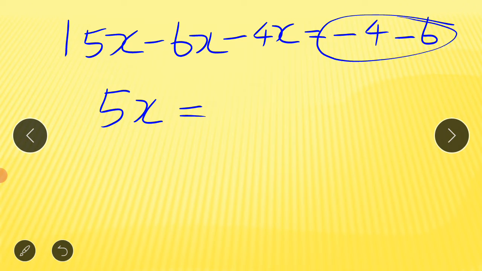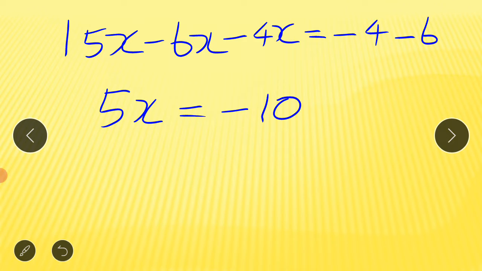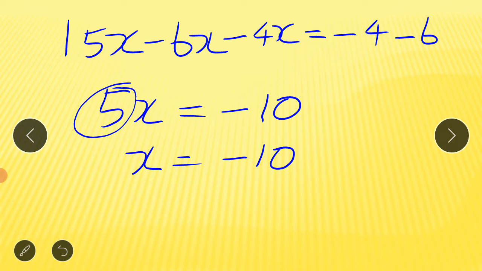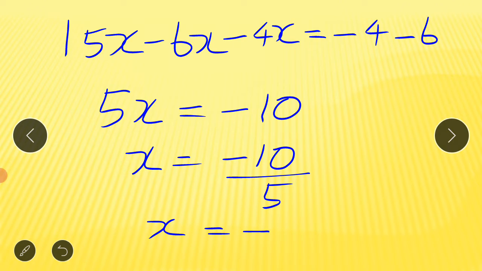equal to, both are like signs, negative. Like signs mean add, and we get a negative answer, because we are adding negatives. So minus 10, and we need to get the x value. So minus 10, this becomes division, and we will get minus 2. 5 ones are 5, 5 twos are 10, so minus 2. Let's see one more example like this.